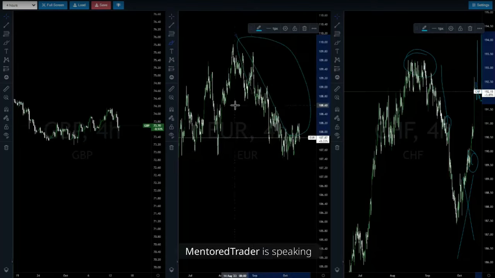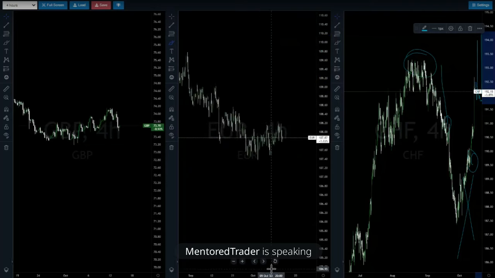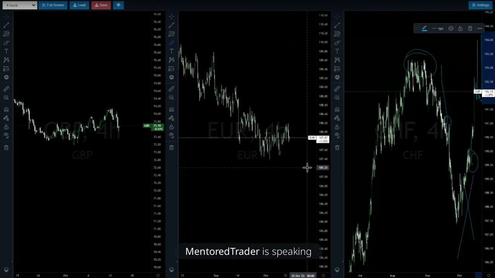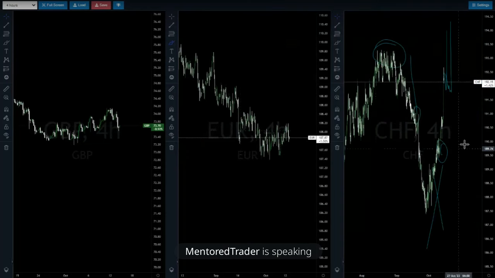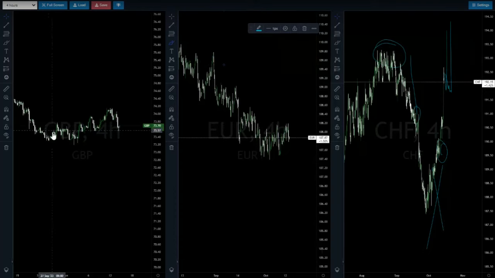Okay, and what do we have on the left-hand side? Do we have long candles going down like what we have on the Swiss franc? No, we don't. So these are the big players in the market. This is you and I in the market. Okay, so let's look at the last one. Let's look at the pound. Let's look at the GBP.